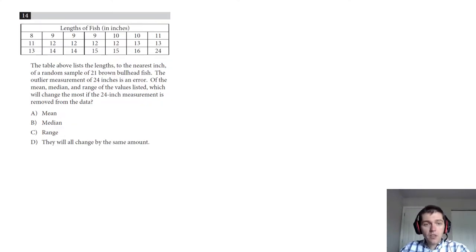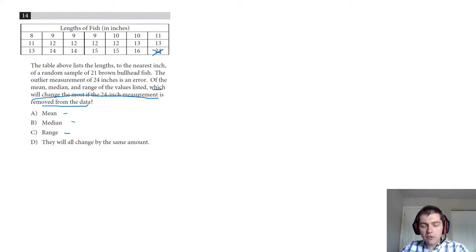Problem 14. They give you a list of data with one outlier, and they're asking which will change the most if the 24-inch measurement, the outlier, is removed from the data. And so they're talking about coming out here and striking this from the data. And they're asking which will change the most, mean, median, or range. And they're effectively asking you about your knowledge of the definitions of these three things.